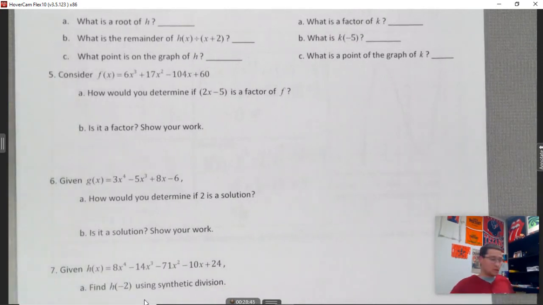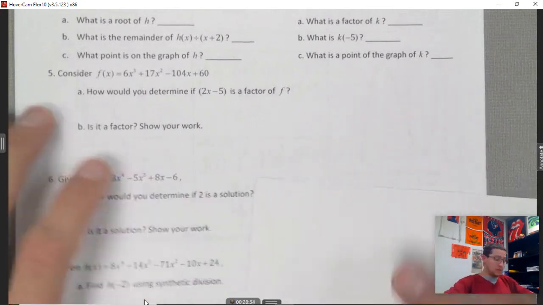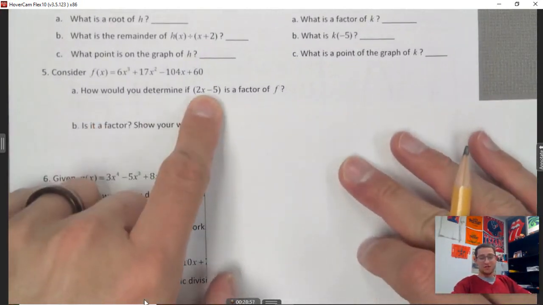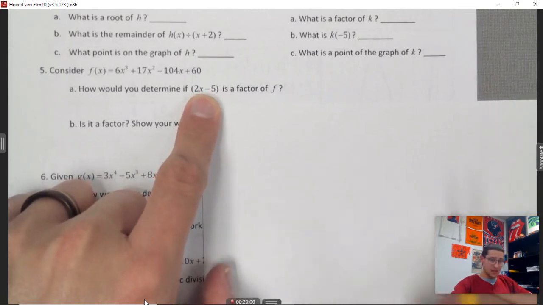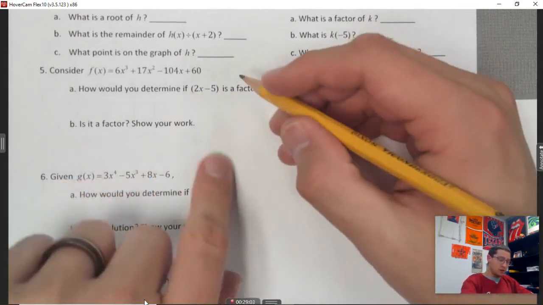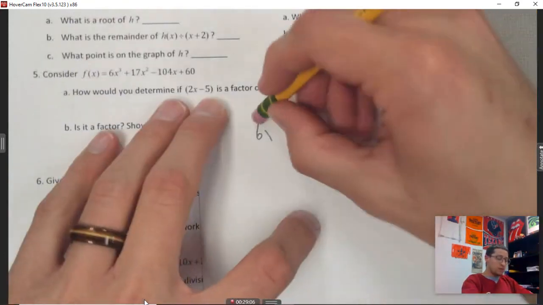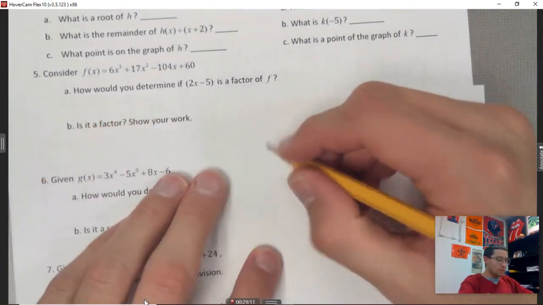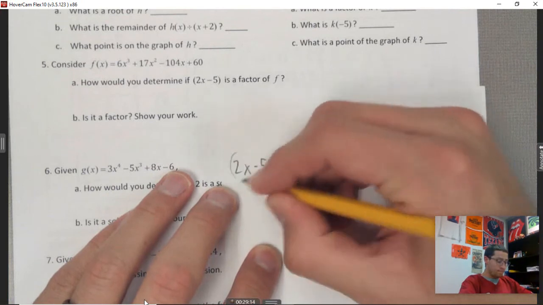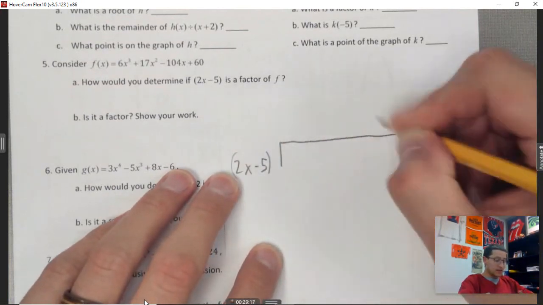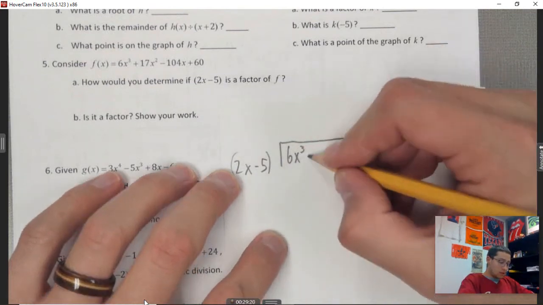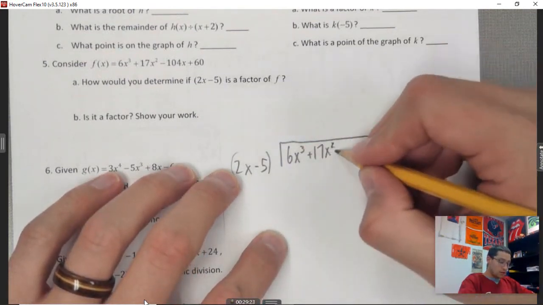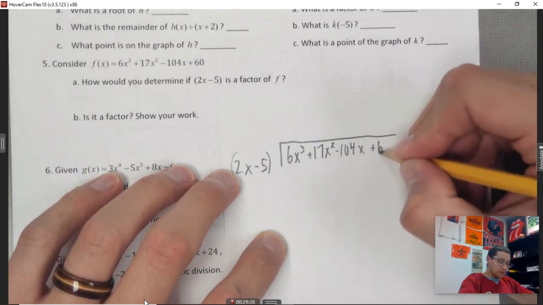Let's do number 5, where we're actually going to do long division here. I know long division is not everyone's favorite. Everyone typically prefers synthetic division, but because of that 2x minus 5, it's actually going to be a little bit easier for us to do long division. Okay, so here we go. I should probably leave some more room. So let's do 2x minus 5, and we're dividing 6x cubed plus 17x squared minus 104x plus 60.